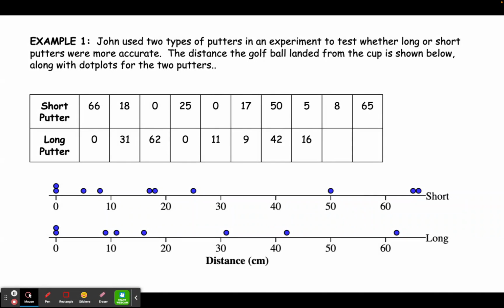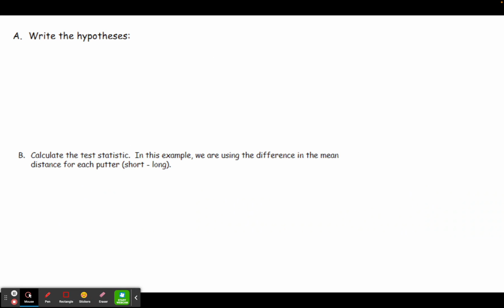So I've looked at this data a few times throughout the chapter. And we've talked about the shape of the distribution. We've done 5-number summaries and all kinds of stuff. So let's go through the steps of our hypothesis test.